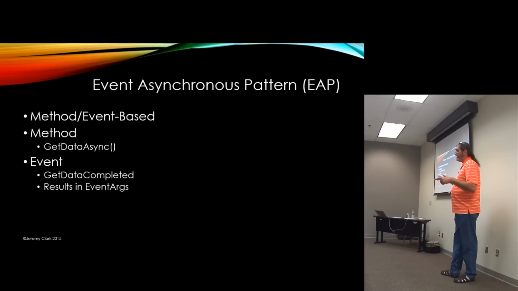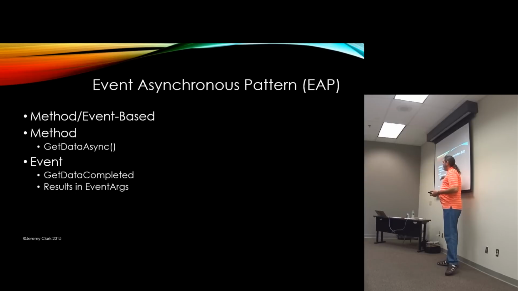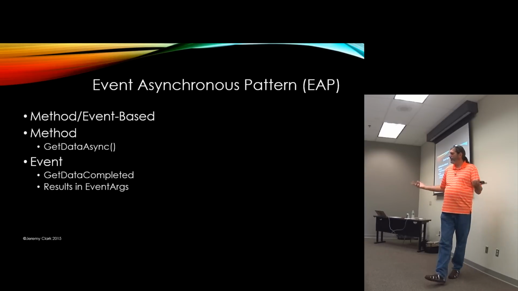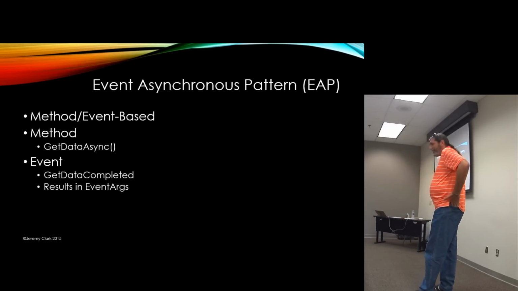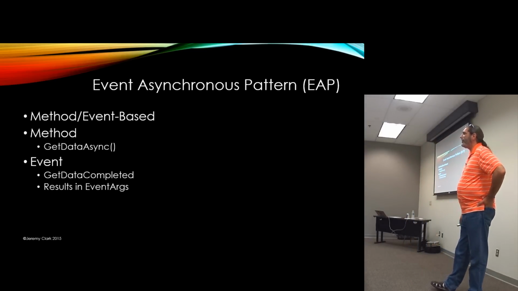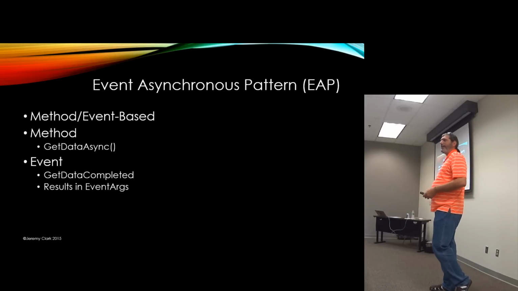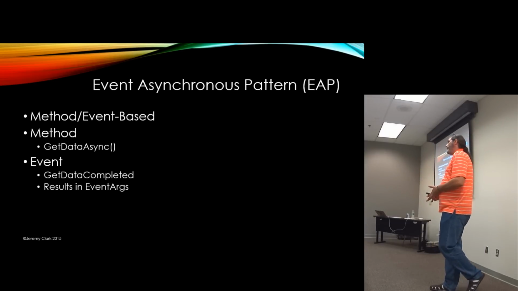And then if we did get data back from that asynchronous process, it would usually come back in the event args. So it'd be some kind of custom event args that we could grab something out of. So the great thing about this was it was really easy to use. The bad thing is it was kind of limited in what we could do with it, because we basically can fire off a method and wait for the event to come back. And that's really all we could do with it.